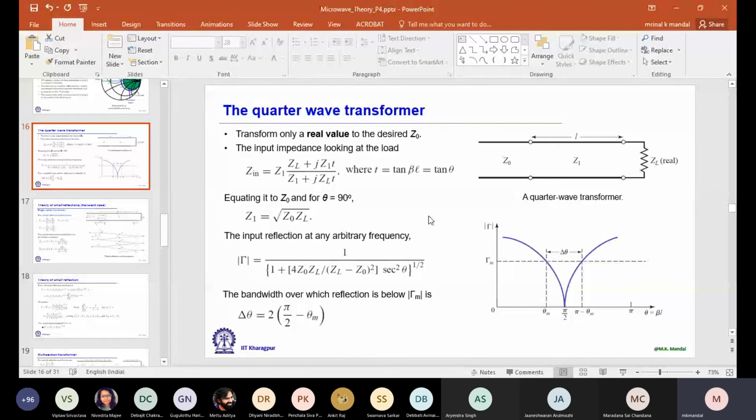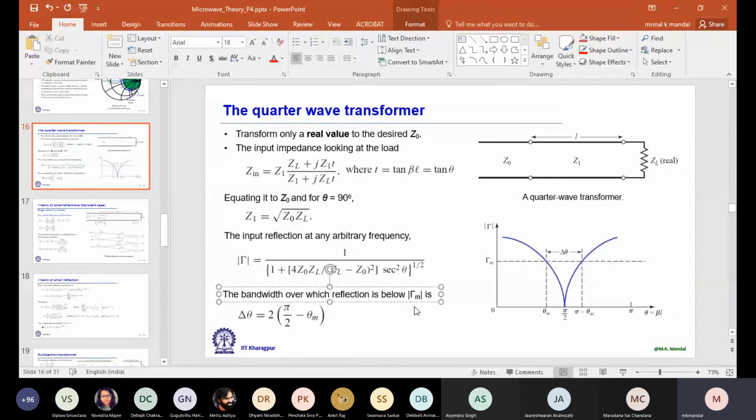We can find gamma in general. Then you have to calculate Z in, and now use the definition of gamma, (Z in minus Z naught) by (Z in plus Z naught). If you do that, please do it in your room. And then finally, I'm just writing the final expression here. Then the magnitude of gamma comes like this. It is valid for all frequencies, not just at the design frequency. Now at the design frequency, if you put theta equal to 90 degrees, then it is 0. And of course, you have to use that Z1 value is square root of Z0 into ZL.